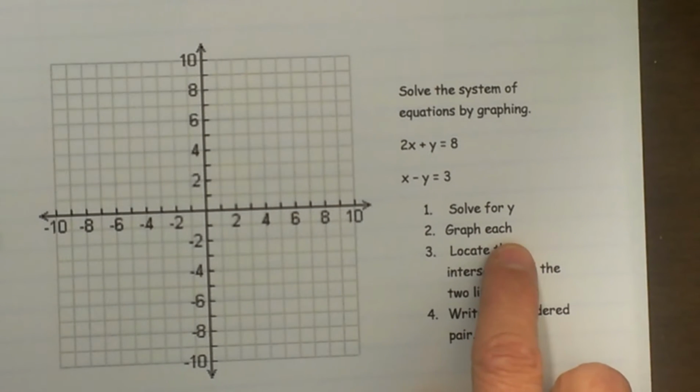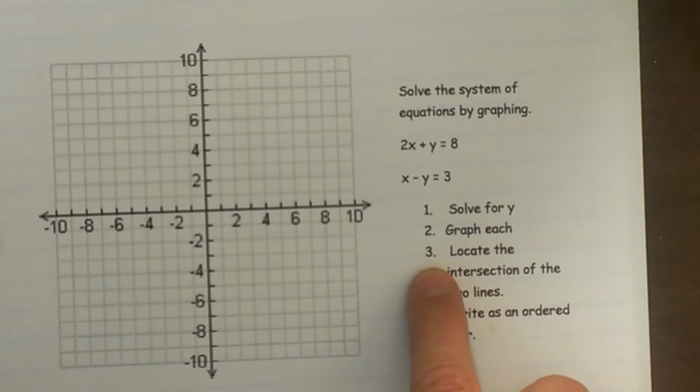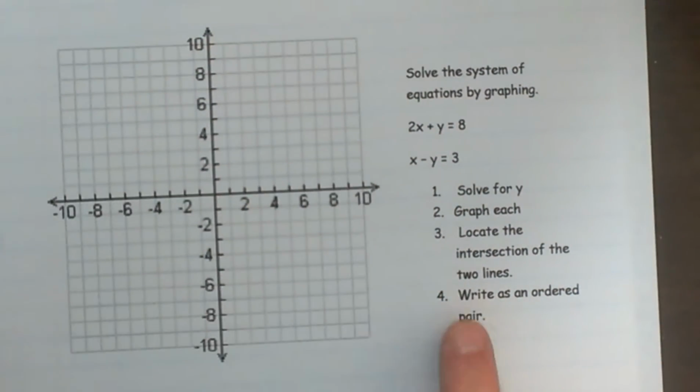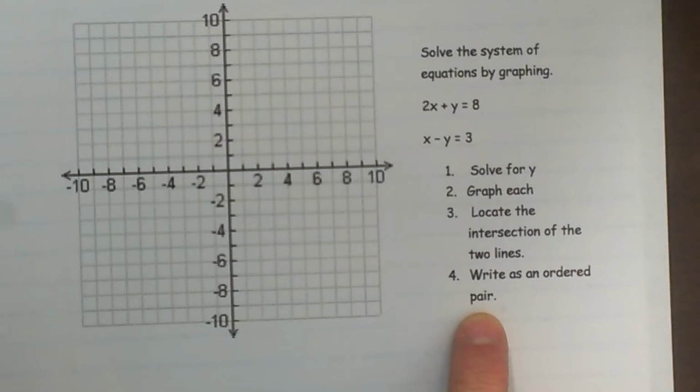Then we're going to graph each of the lines. Then we're going to locate the intersection of the two lines. So we're going to see where those two lines cross. And where those two lines cross, that creates a point that we're going to write as an ordered pair.